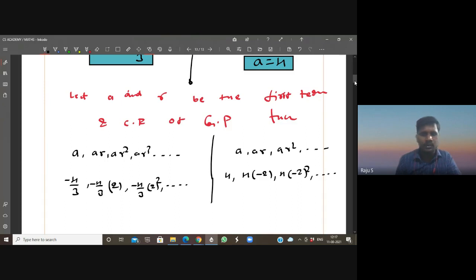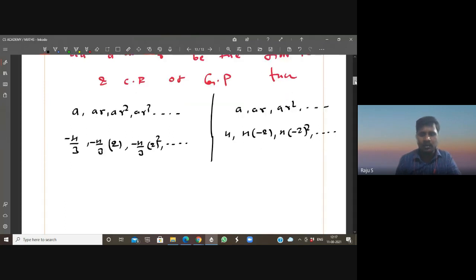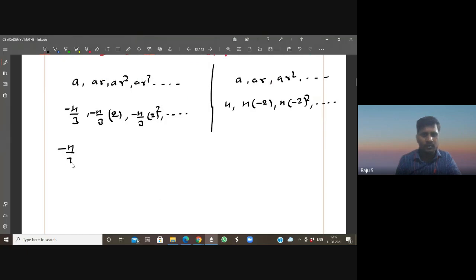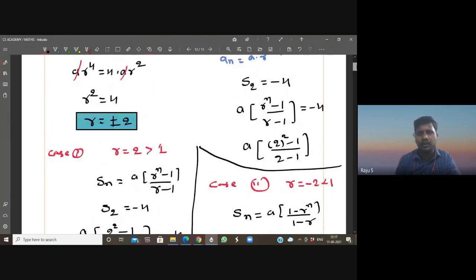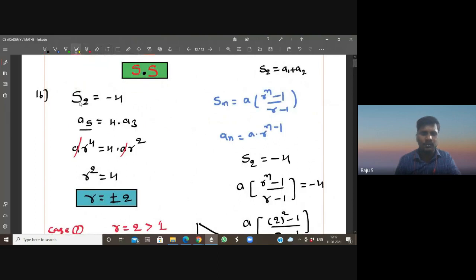So what is the GP? There are two different cases we are having. The first geometric progression is minus 4 by 3, minus 8 by 3, minus 16 by 3, minus 32 by 3, and so on. The second one is 4, minus 8, plus 16, minus 32, and so on. Okay, these are the required GP when the second term is minus 4 and the fifth term is 4 times the third term. Having any doubts, friends?